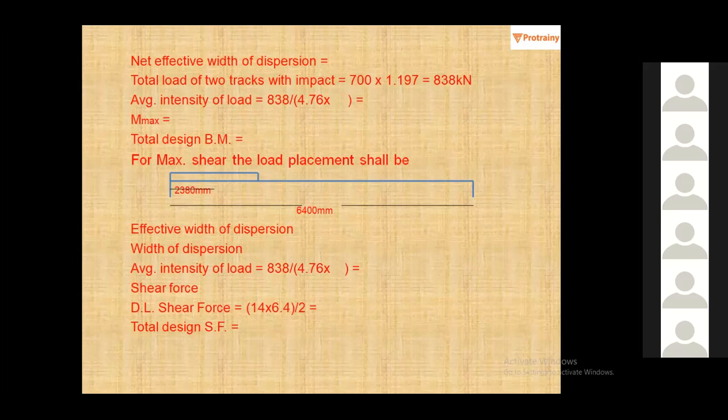So I am okay. The width of dispersion is going to be 7.3 meters. Just note it down. आप लिख लो इस चीज को, उसको calculate बाद में करना. ठीक है? Now with this 7.3 meters, find out average intensity of load. Load तो same ही रहने का है. Load train का length भी same रहने का है, which is 4.76 meter. Only change is the width. So just put this 7.3 meters and find out the load intensity. क्या है load intensity?